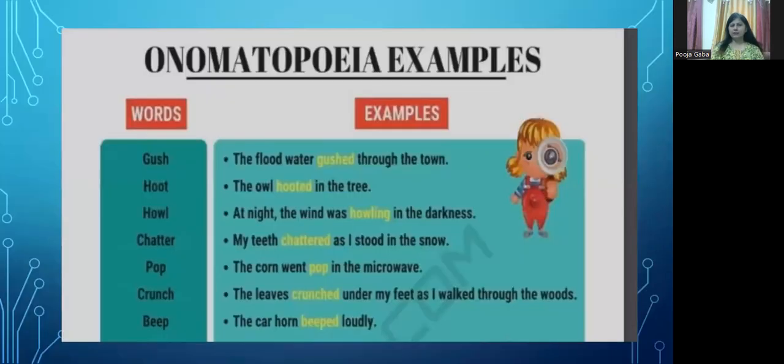Let us see some more examples. Like, see this word, gush. The flood water gushed through the town. Now, gush is a word used for flowing water, with the sound made by flowing water. Same can be said of chatter. My teeth chattered as I stood in the snow. When we stand in the snow, our teeth start chattering. So that is the word chatter. These are normally called sound words, but in literary devices, we call it onomatopoeia.